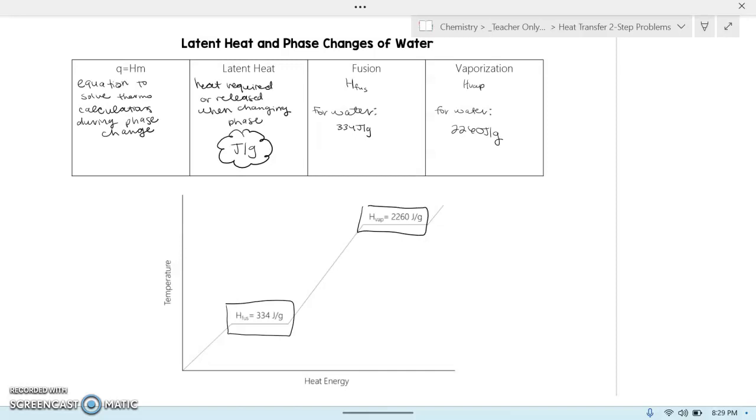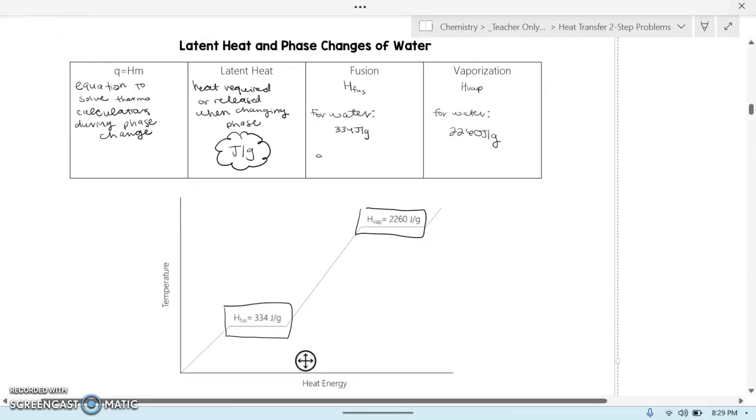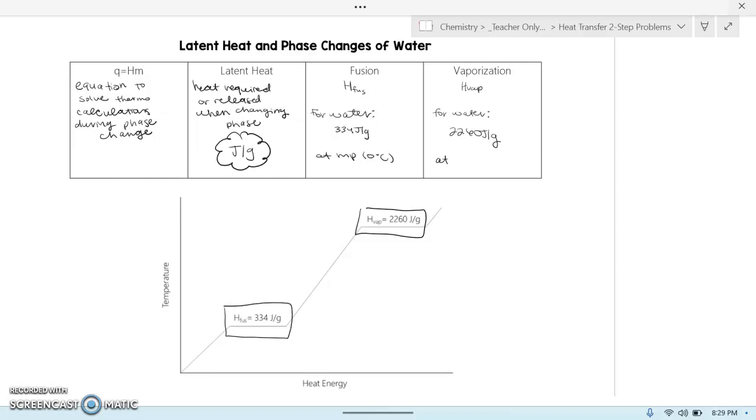And it makes sense that it takes a little more energy to change things into a vapor because the particles have to spread out so much more to become a gas. And again, this is at the melting point, which would be 0 degrees for water, and at the boiling point, which would be 100 degrees for water.